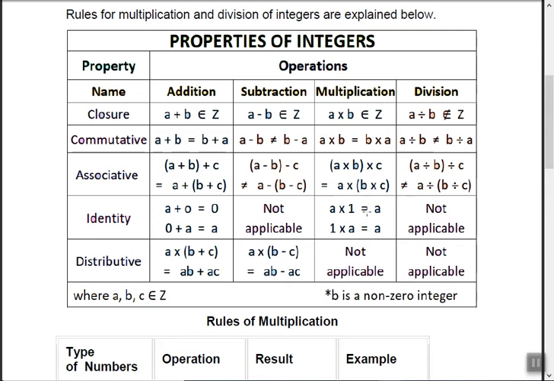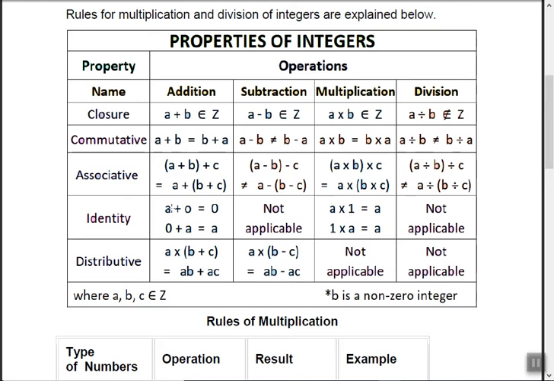In multiplication, yes. A into 1, this is known as the multiplicative identity. It means when you multiply any rational number or any integer with 1, you get the same answer. So the multiplicative identity of any integer or rational number is 1.